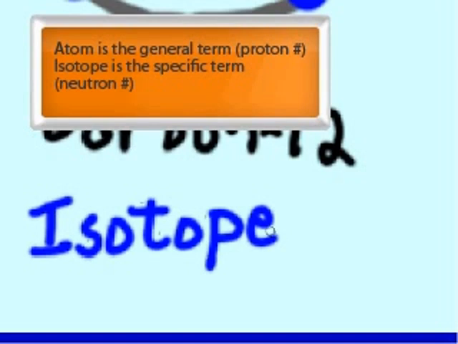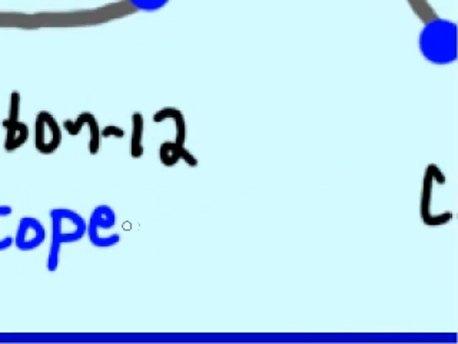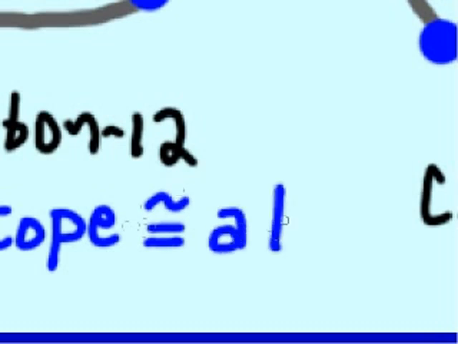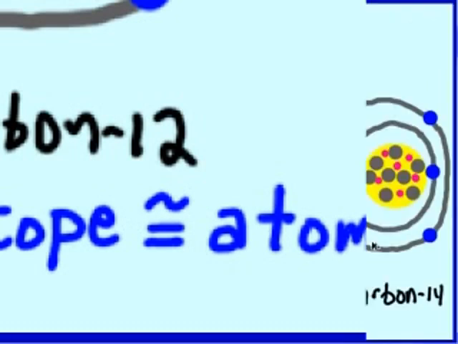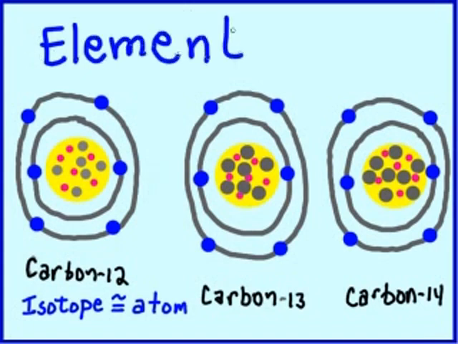And so isotopes of an atom have the same number of protons, just different numbers of neutrons. So an isotope is the same thing as an atom. Here we have all of the isotopes, or all of the atoms, of carbon. Collectively, all the isotopes or atoms of carbon are known as an element. So carbon is an element, and it's made up of only atoms or isotopes.